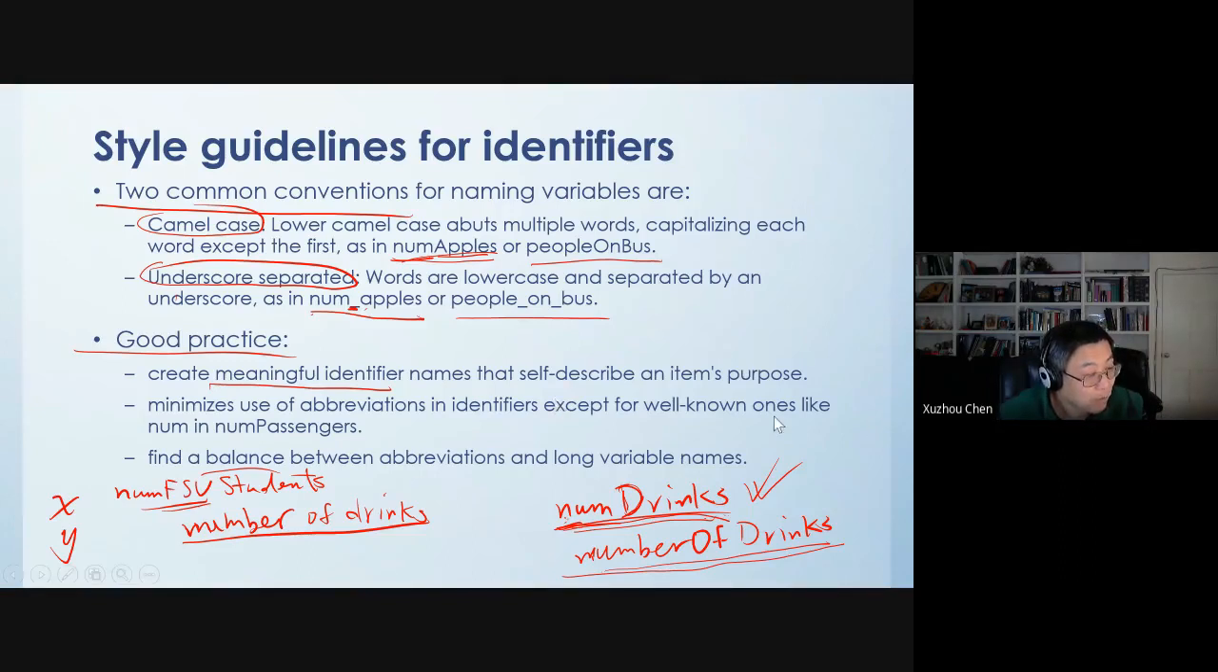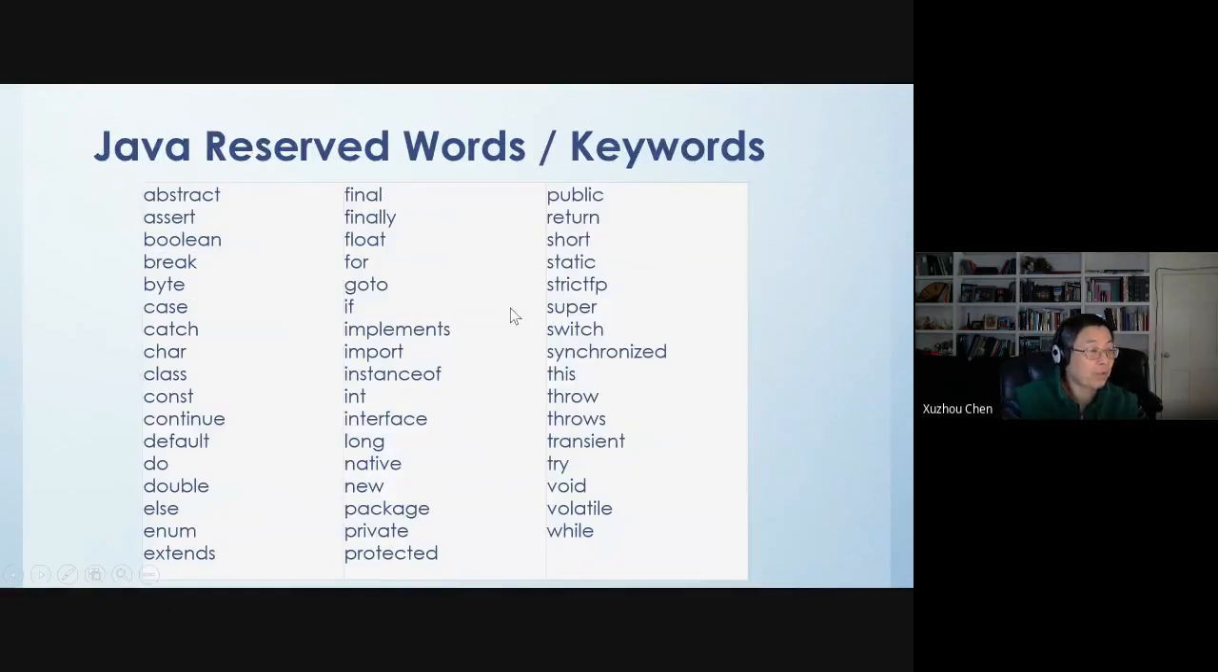So try to practice. Now, if you stick with any of these conventions, just stick with it. Don't change it to a different one. Now, do not use these words as identifiers. These are reserved words or keywords in Java. So abstract, final, finally, float, for, goto, and any of these are reserved words. They carry meanings in Java. Okay, so just keep that in mind.